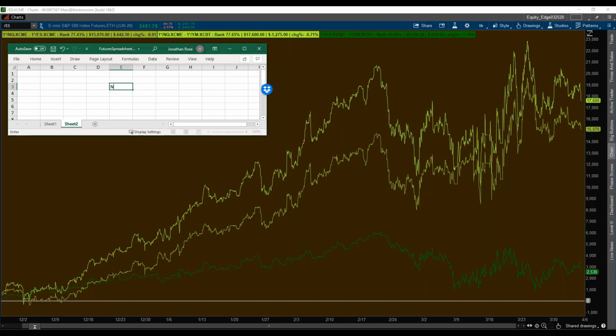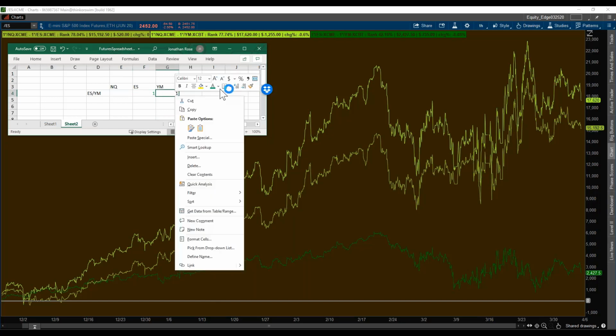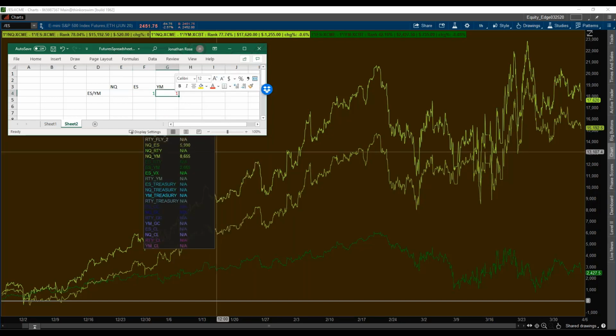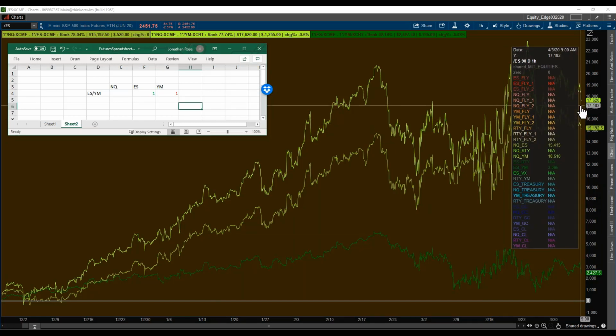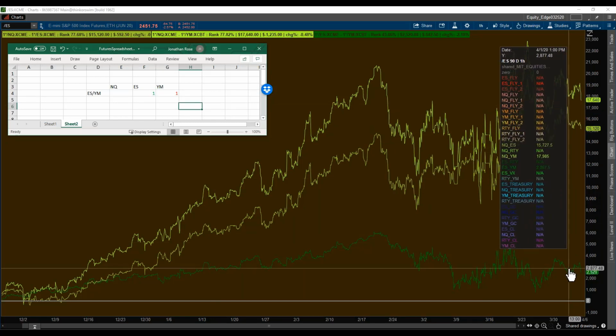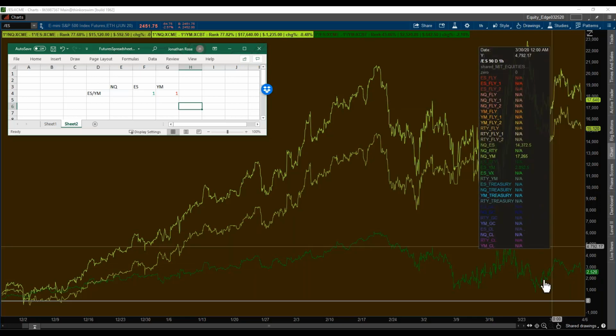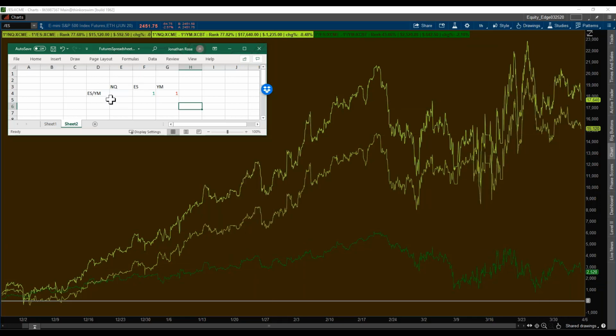So if we look at Nasdaq, S&P, Dow, the dark green line, if we were to buy the dark green line, we're buying one S&P and we're selling one Dow. So we're buying that, we're selling that. These two are both relatively expensive to this green line, right? I mean, there's a clear disconnect between those.